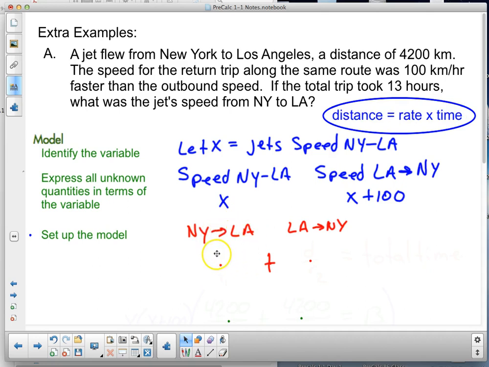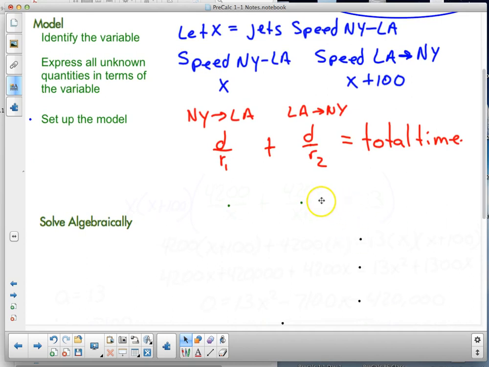So from New York to LA, I've got a distance divided by my rate, rate 1, which gives my time out. My rate 2, distance divided by my rate, was LA to New York. So this is time and this is time, and that'll be my total time. And I know my total time already is 13. So now let's talk about that. Both of them are 4,200 kilometers, and I've got my speed of x, or my rate of x on the way out, and I've got 4,200 divided by my speed or rate on my way back, x plus 100, and these two times add together to be 13 hours.